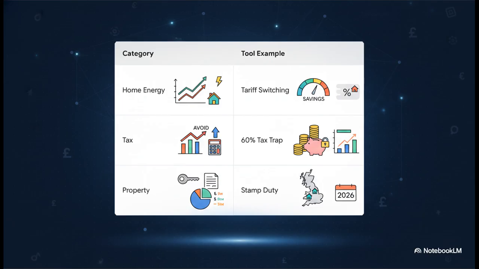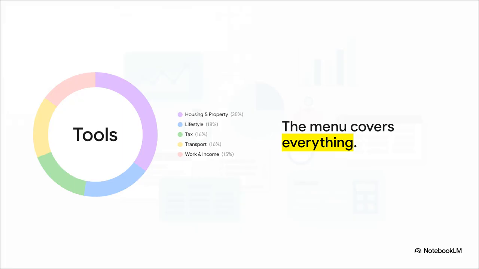You just type what you want to know, and the platform instantly surfaces the interactive tool you need to get the math right. And the categories cover absolutely everything. We're talking 60 tools just for housing and property, 31 for lifestyle, 28 for tax, 27 for transport, another 25 for work and income.